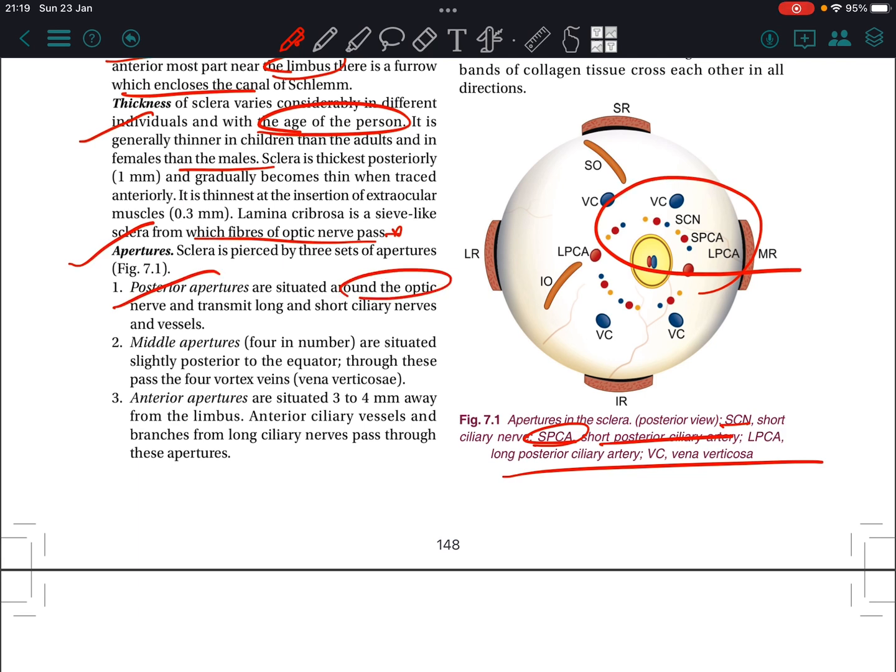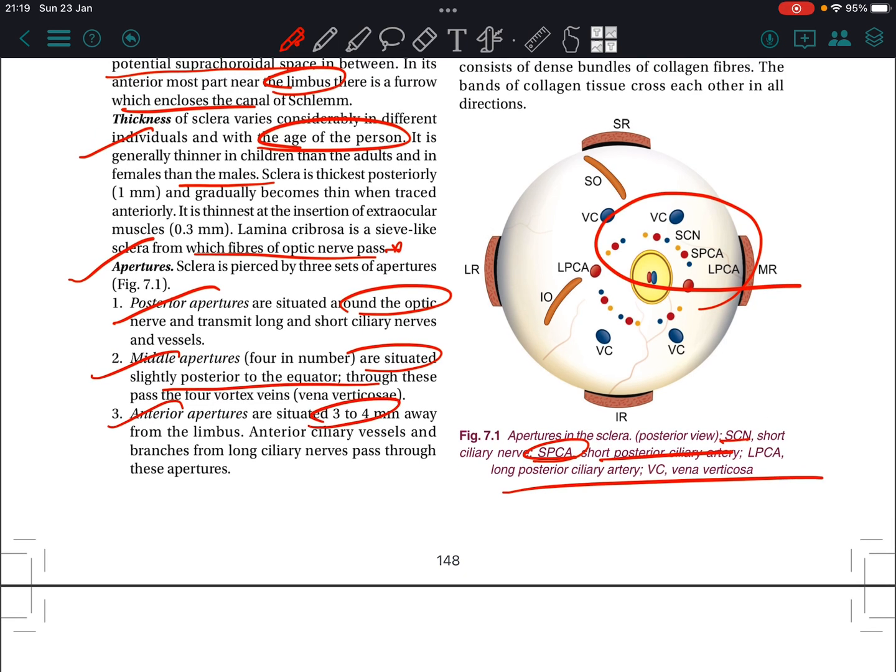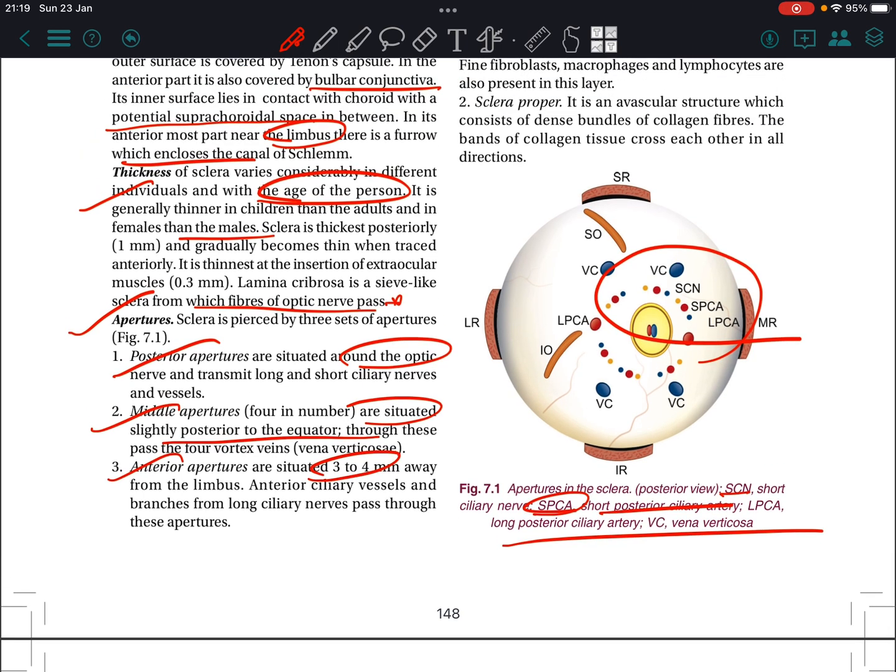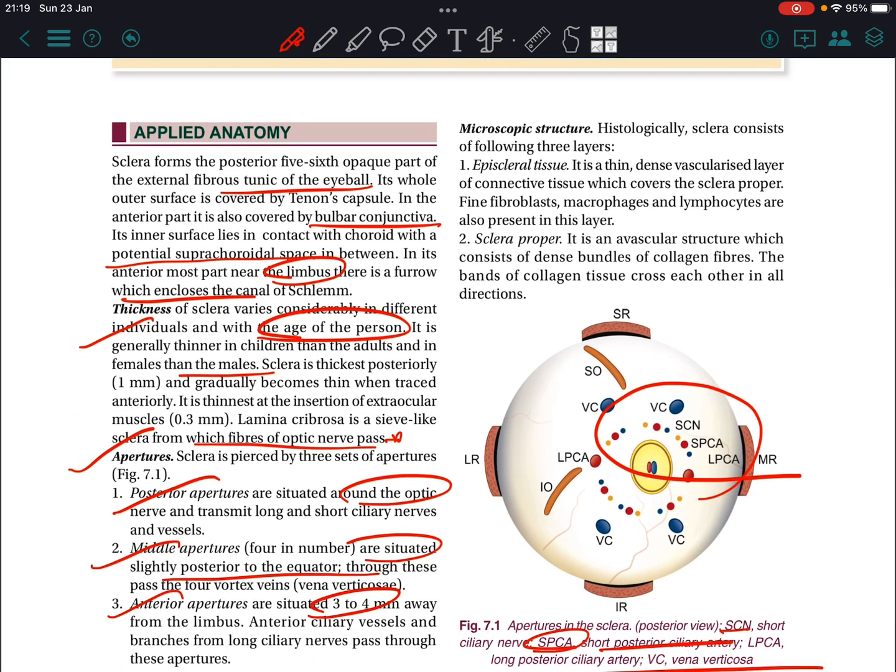Posterior apertures are situated around the optic nerve. Middle apertures are situated in the side posterior to the equator. Anterior apertures are situated 3 to 4 mm away from the limbus. Anterior ciliary vein branches from the long ciliary nerve pass through these apertures. Microscopic structure: episcleral tissue and sclera proper.